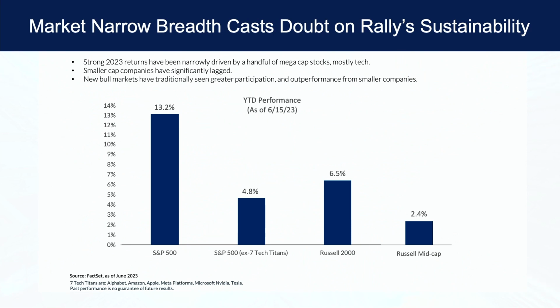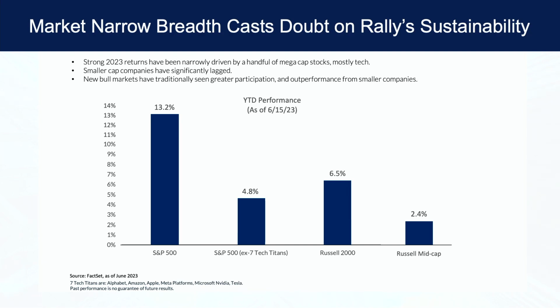So now this chart really represents and kind of points out that the broader market just is not rallying like the tech portion of the market is. So the S&P 500 on this chart, it's year-to-date performance up to 6/15. The S&P 500, the bar on the left, is effectively showing you that it's up 13.2% year-to-date. If you took out the 7 tech titans, these are tech companies, from the S&P 500, the S&P 500 will only be up 4.8%. Well, that's a pretty big difference there.